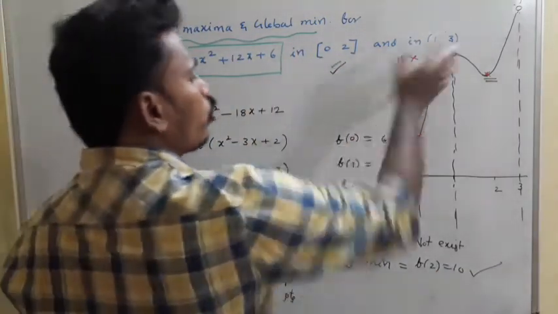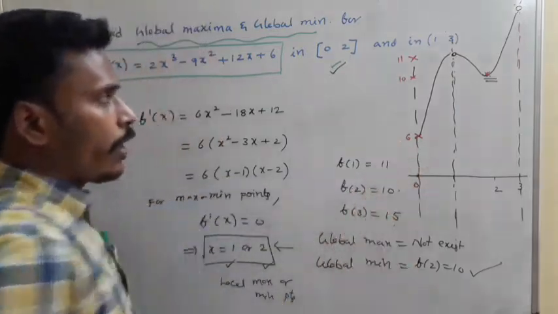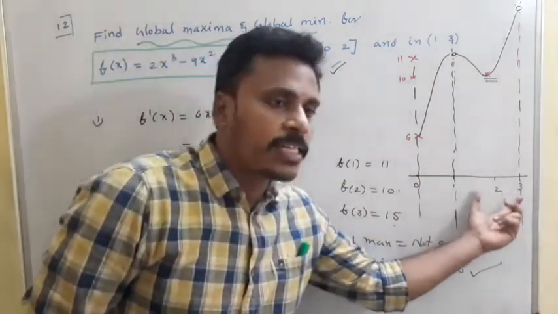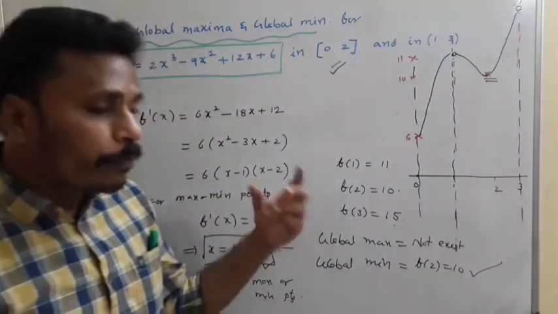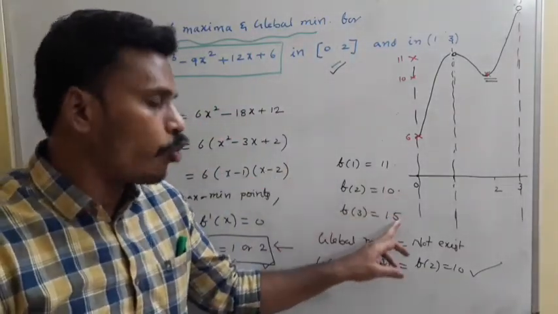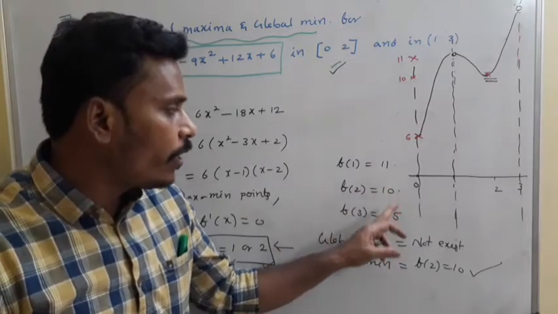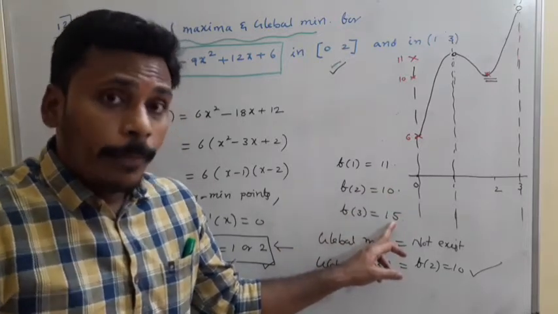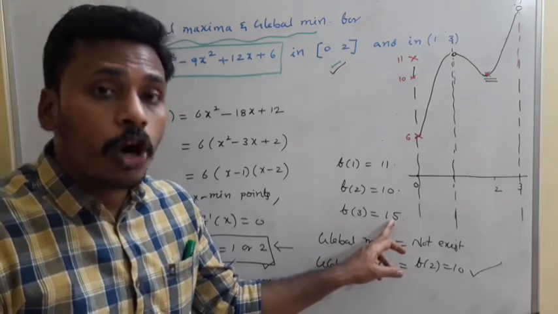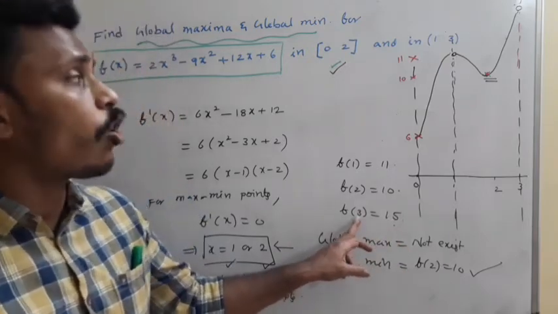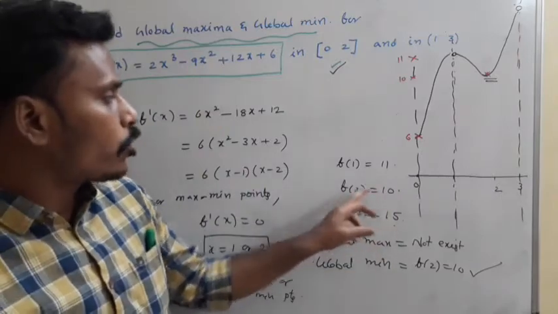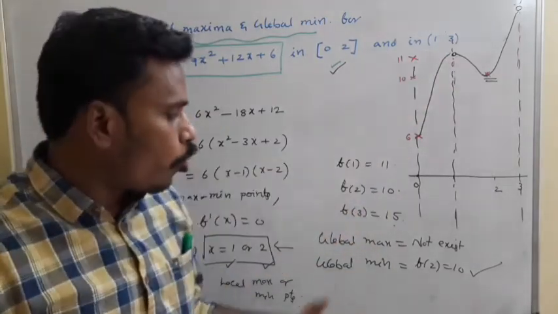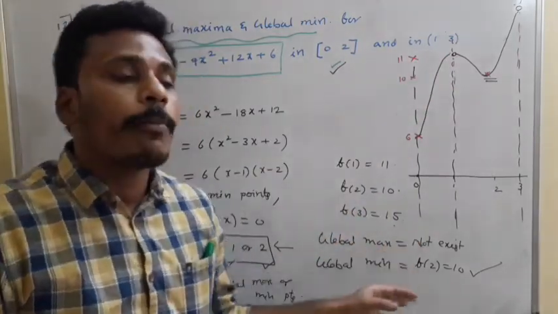See, for this 1 to 3, f of 0 equal to 6 is not required actually. We need to pay attention to this open interval 1 to 3. Okay. So usually we need to mention the maximum of these 3 as global maxima, and the maximum of these 3 is 15. But mentioning 15 as global maxima is not possible here. Why? Because this 3 is not there in our consideration. Okay. And global minima is 10 because 2 is included in this consideration. So global minima exists as 10 and global maxima does not exist.